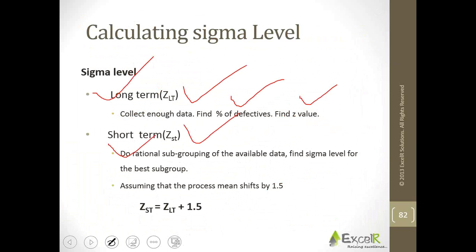Do rational subgrouping of the available data. I've told you what a subgroup is. If I'm manufacturing Coke bottles using 100 machines, then the Coke bottles coming out of each machine would be called one subgroup. And we find the sigma for the best subgroup. Assuming that the process mean shifts by 1.5 sigma, we have sigma level short term equal to sigma level long term plus 1.5.